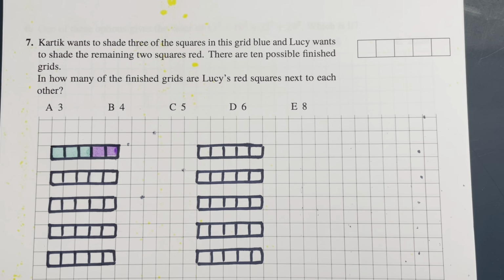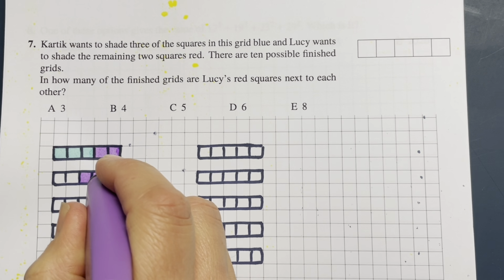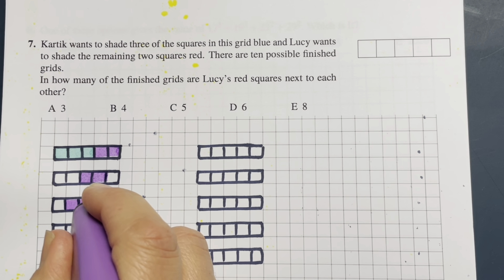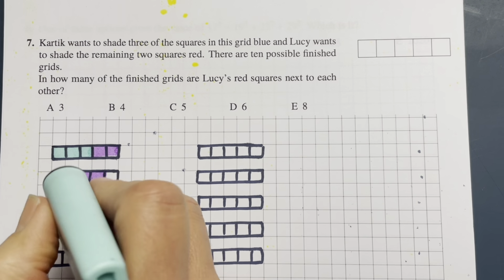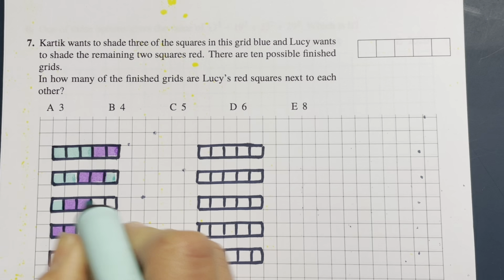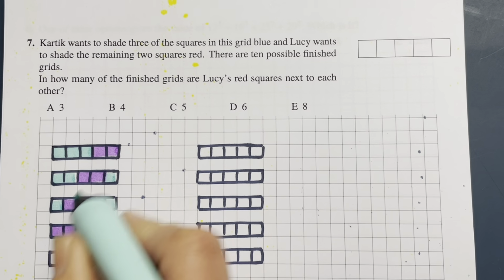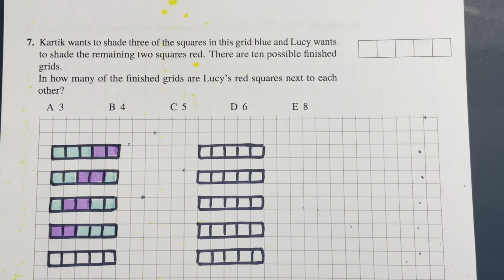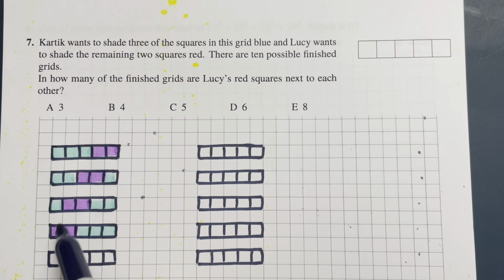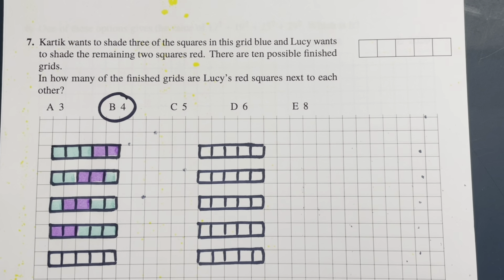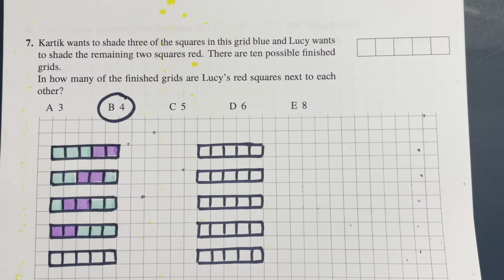All right, we've got 2 red together here, 2 red together here, 2 red together here. And to be honest, I didn't need to draw the other 6 configurations. They're not relevant, they don't help me, because there's no other way I can have 2 red squares together. So I have 4 potential solutions. So the answer to question 7 is B, 4.